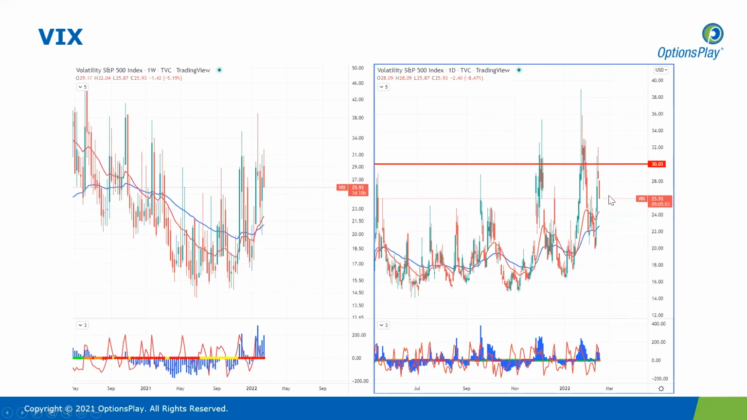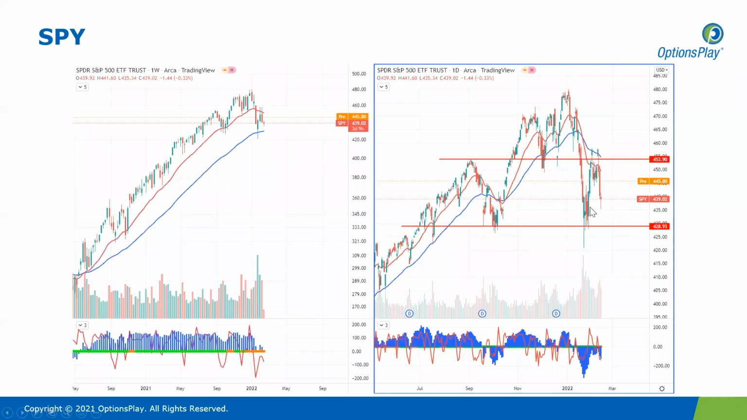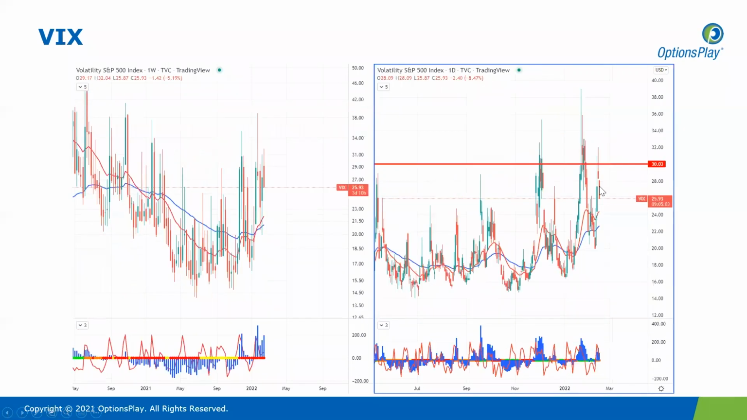This is today's candle, so just ignore that for now. But if we take a look at the price action of the S&P 500, it printed a bearish candle as well with the VIX. So the VIX printed a bearish candle.